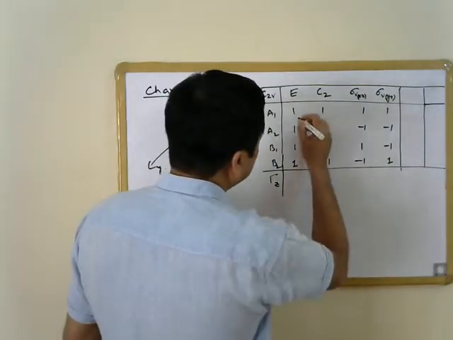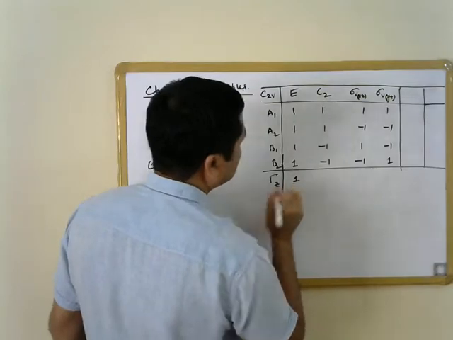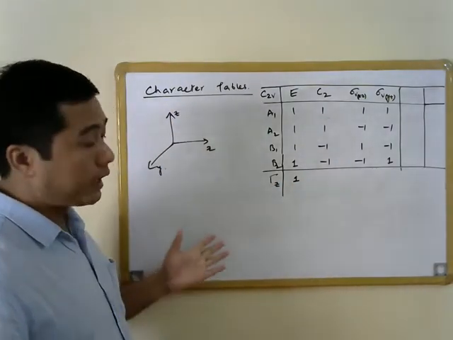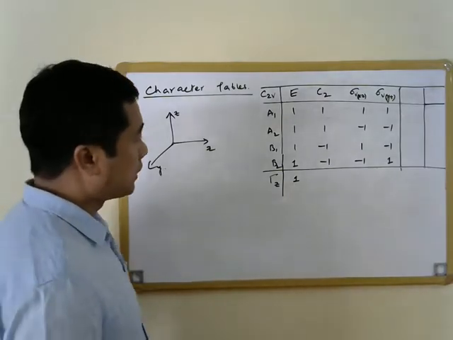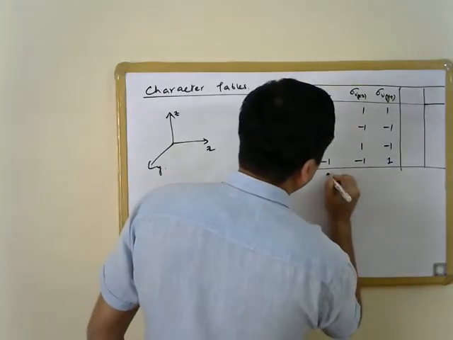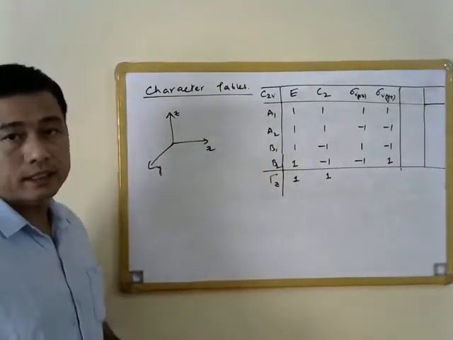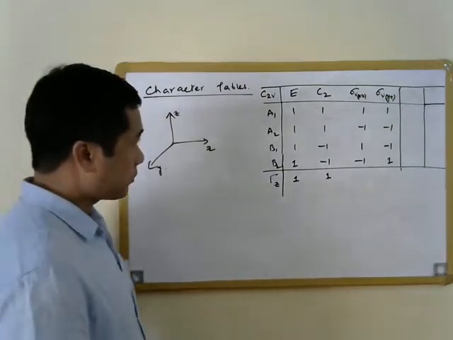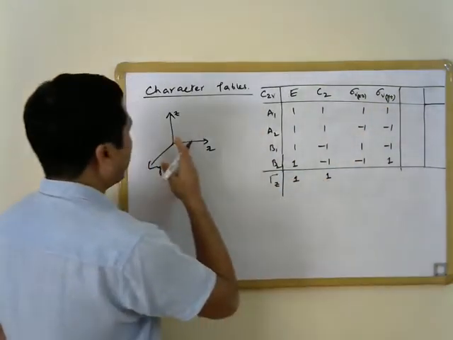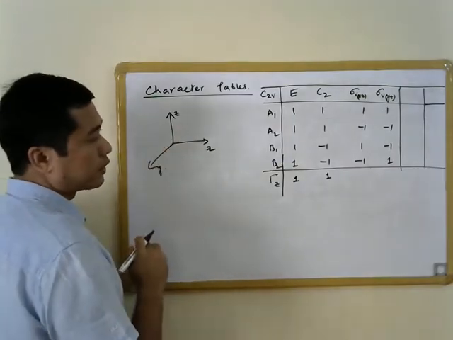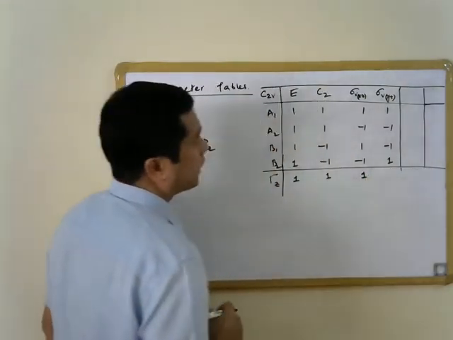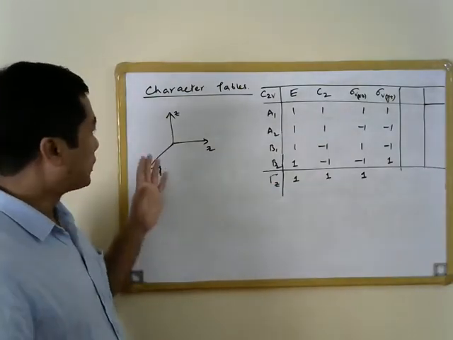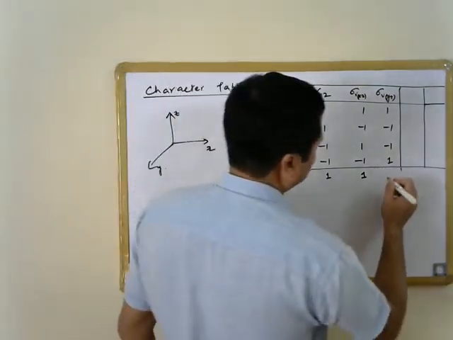And then what we see is that for the identity operation, it is going to be +1, because we have only one coordinate, and it does not change direction when we do the identity operation. When we do the C2 operation, the C2 is along the z-axis, so the z coordinate does not change, and that is why it is again going to be +1. And when we do sigma xz, once again the z coordinate is not going to change direction, so it is +1. And when we do sigma yz, again the z coordinate does not change direction, and this is going to be +1.